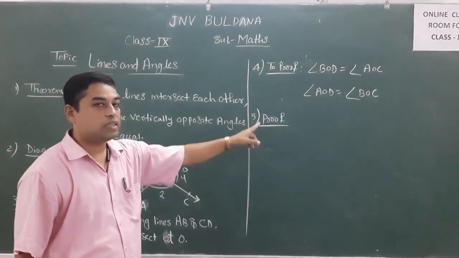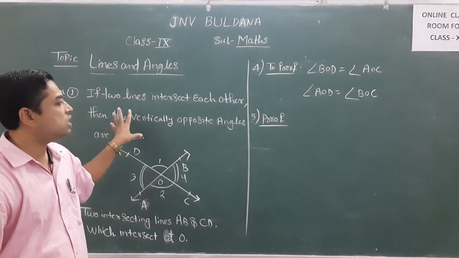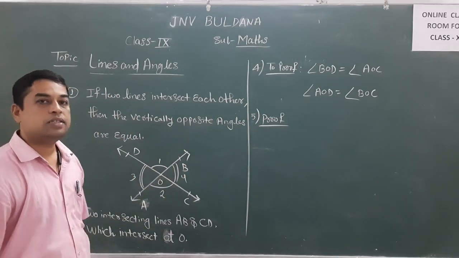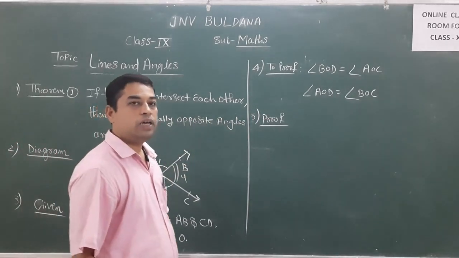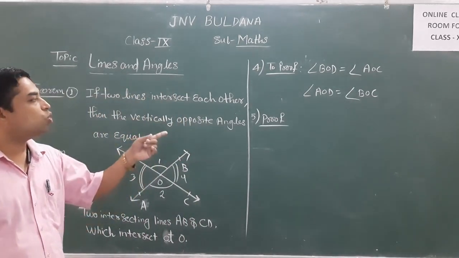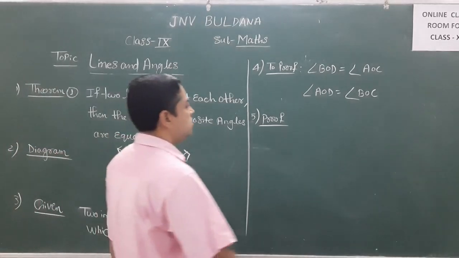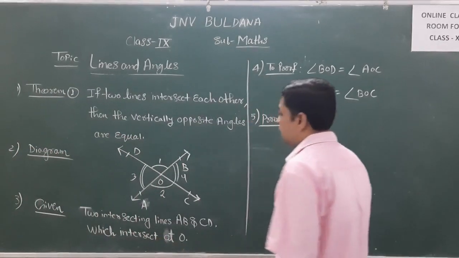Fifth number is construction if required. Here there is no construction required to prove this statement. Then we directly start the proof. Otherwise, in each theorem there are 6 steps. But in this theorem, this one step is not required. That is construction. How can we start this one?